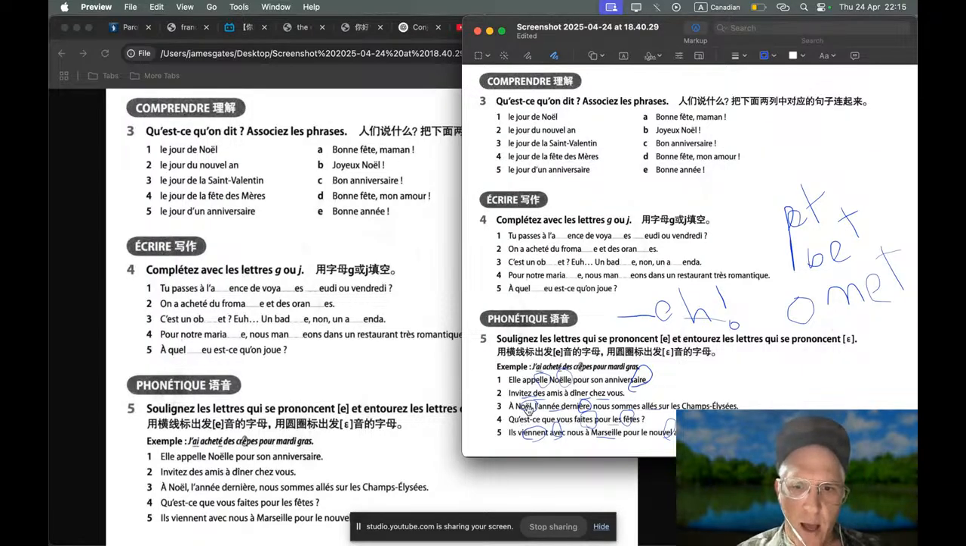Noël, l'année. This one's wrong. L'année dernière. Oh, yeah, sorry, that was right. A is an underline. Noël. L. Dernière. L. Nous sommes allés. A, underline. Sur les Champs-Élysées.